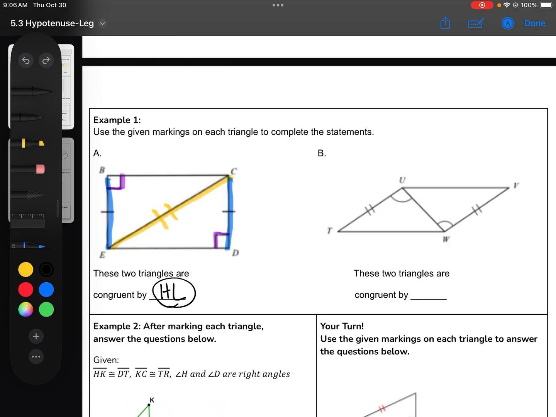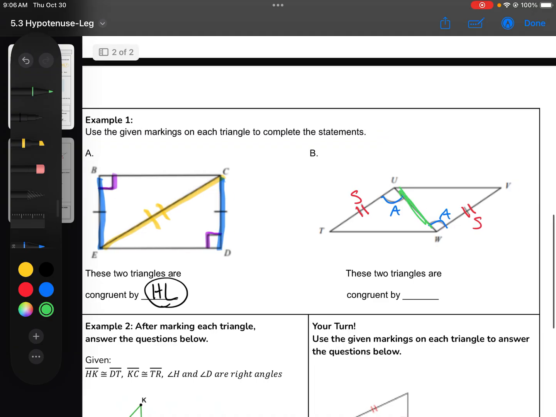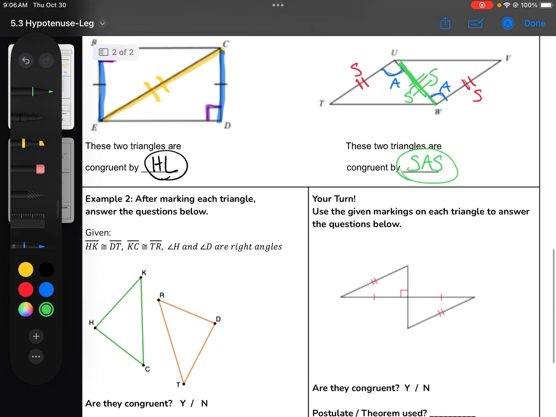Looking here, I don't see any right angles, so I don't think these triangles are congruent by hypotenuse leg, but I do see a congruent side. And then that congruent side is followed by a congruent angle here, okay? And then it looks like in the middle here, we have another congruent side. So this would be a side, angle, side. These are sassy triangles, okay?